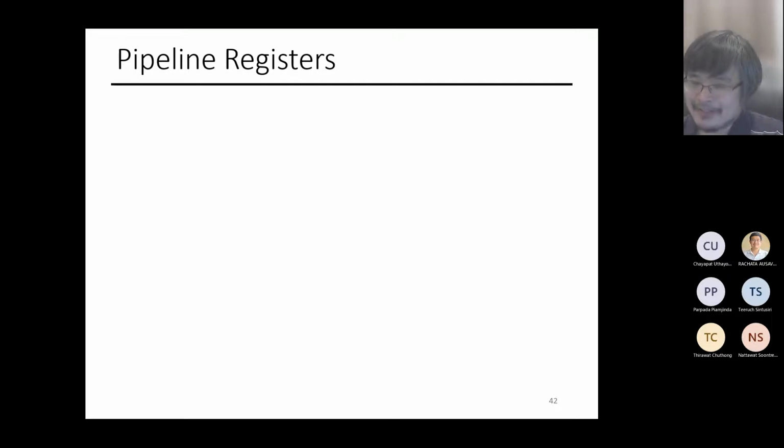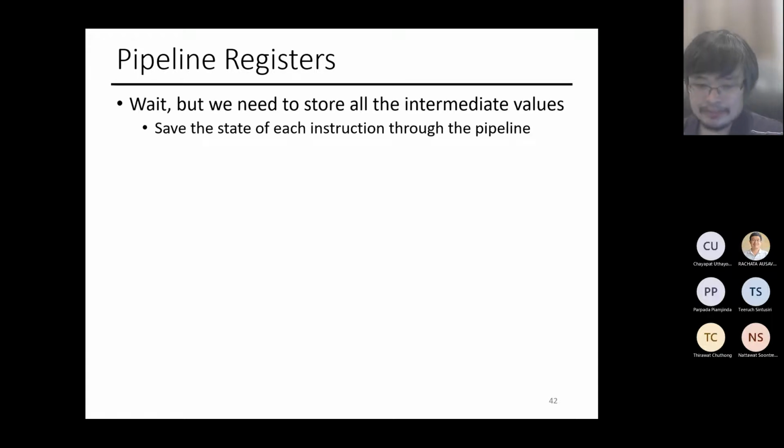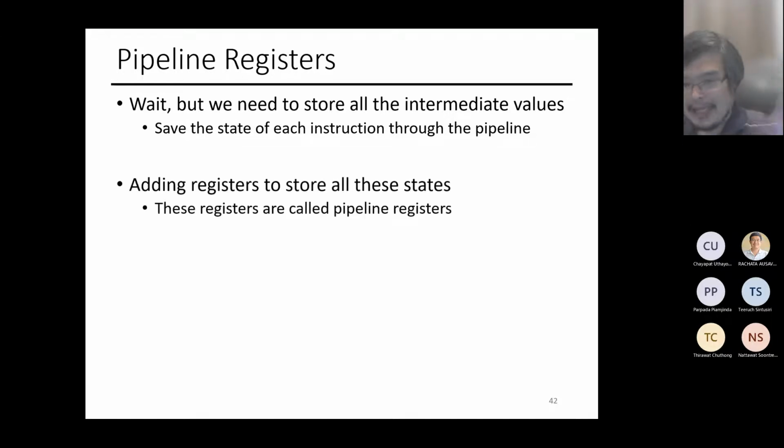The pipeline register can be used to store the intermediate values. And we can save the state of each instruction through the pipeline. The whole concept of pipelining is that we want to add registers to store all the intermediate states. For example, we have to store which instruction this particular line is running, and we have to store it throughout the stages. You want to store the control signal. You want to store the output for each of the instructions.